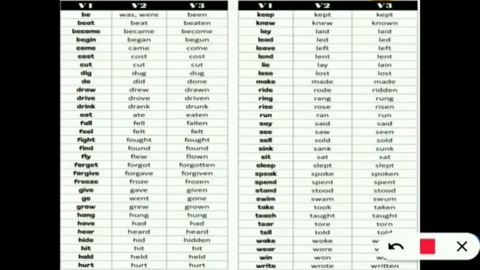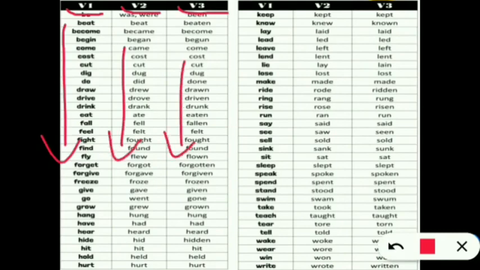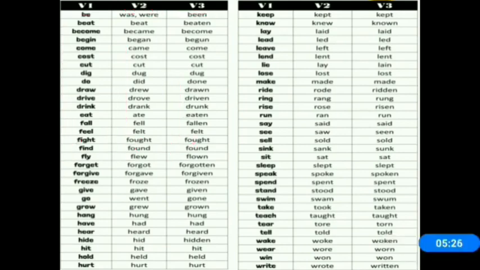But before that, you need to be acquainted with verb 1, verb 2 and verb 3. You have to go through these 3 lines, verb 1, verb 2 and verb 3, because without this you won't be able to understand the rules. So you all can take a screenshot and read it so that you will be very clear with the rules.